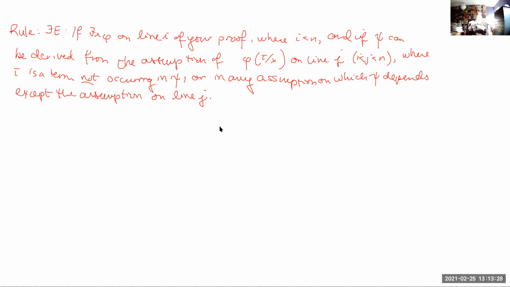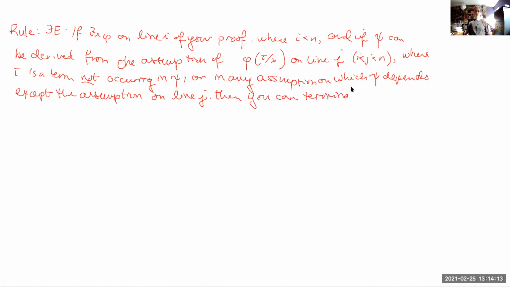This proviso is to ensure that you have picked an arbitrary name, that the name that you picked for your object didn't play any role in what you were able to derive from that assumption. So the easiest way to ensure you meet this proviso is just pick a new name. Pick something that you haven't used before in any of your previous assumptions. That way, the only place that it will appear is in the assumption at line j, and then you just need to check that the formula you are deriving doesn't mention the constant that you have introduced.